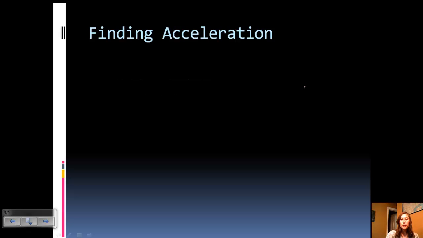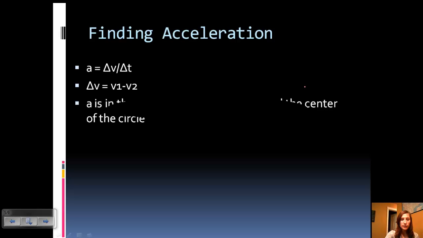So now let's talk about how to put that in with acceleration. Okay, so we know that acceleration is equal to the change in velocity over the change in time. And we know that change in velocity is two velocity vectors subtracted from one another. And so we know that acceleration is in the same direction as the change in velocity, but acceleration in this case points toward the center of the circle. So let's go back to our circle.